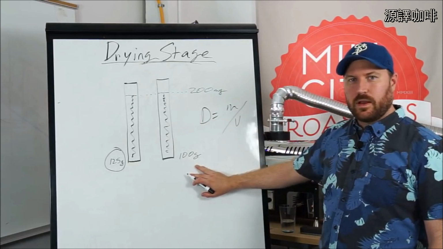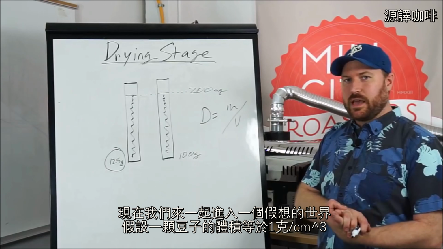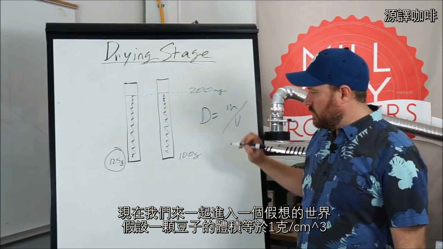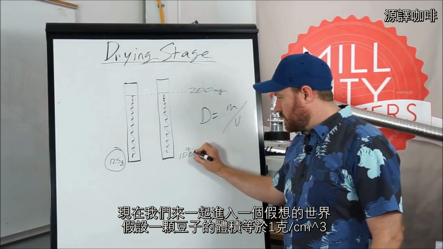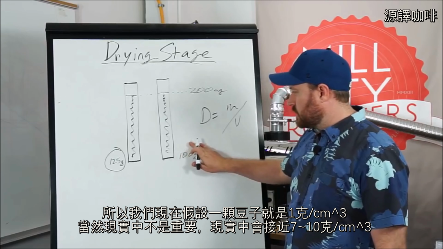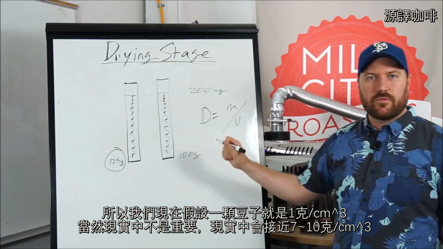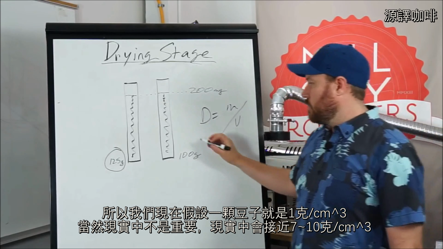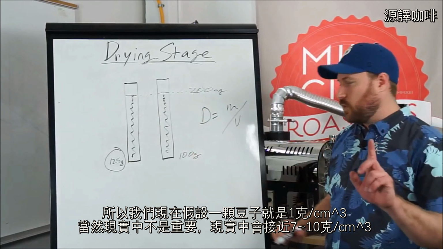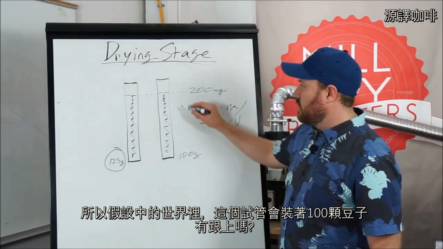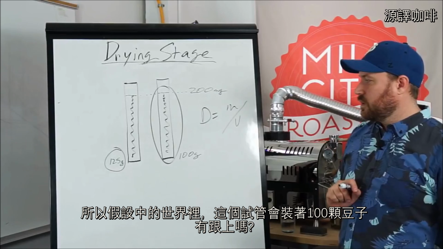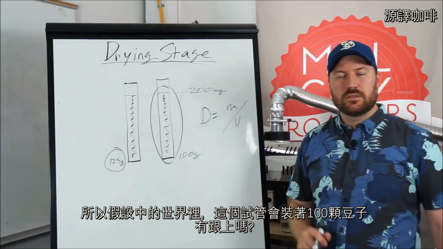Okay? Now let's pretend together, shall we, that each one of these grams is actually 1 seed. So if each one of these grams represents 1 seed, which it would not in real life, it'd be closer to 7 to 10. But if each one of these grams represents 1 seed, then this pipette would be filled with 100 seeds.